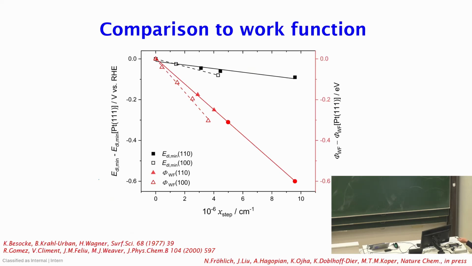So this is the UHV, and this is what we measure experimentally. So we see the same trend electrochemically, but the slope is clearly different. So somehow there is a different effect under electrochemical conditions of these steps on the work function or a potential zero charge.